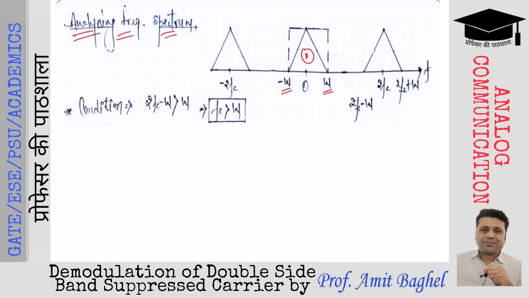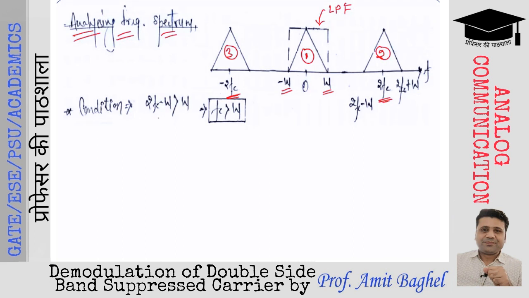So M(f) will shift to the higher frequency 2fc. We'll get M(f minus 2fc) as well as M(f plus 2fc). So this is the shifted spectrum of M(f) at the higher frequency of 2fc, and this is the M(f) at the lower frequency of minus 2fc. This is the low pass filter, and we pass s1(t) through the low pass filter. We'll get only m(t) at the receiver side.